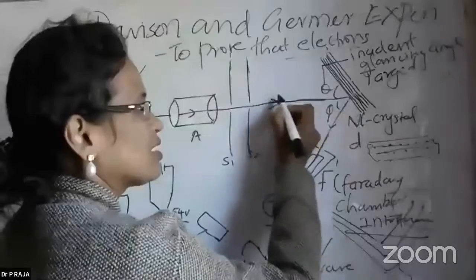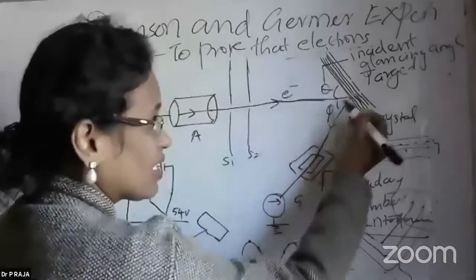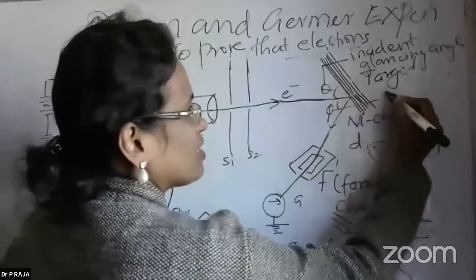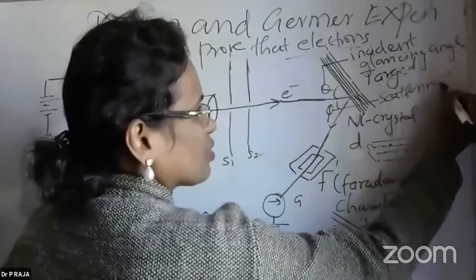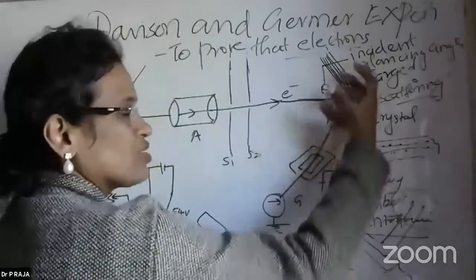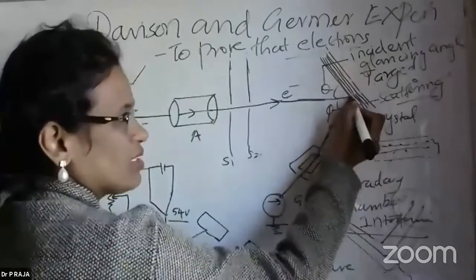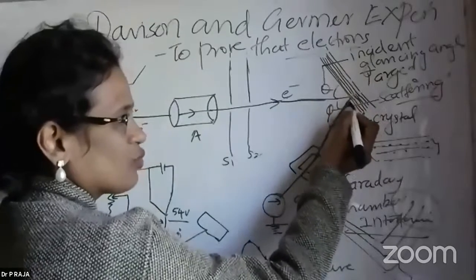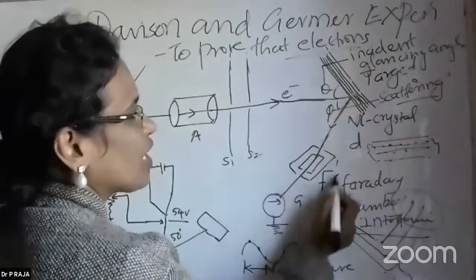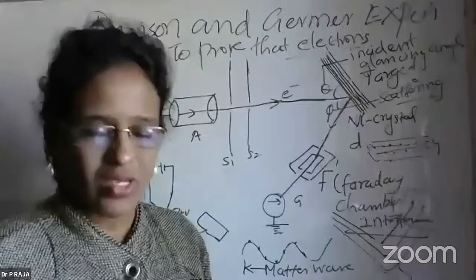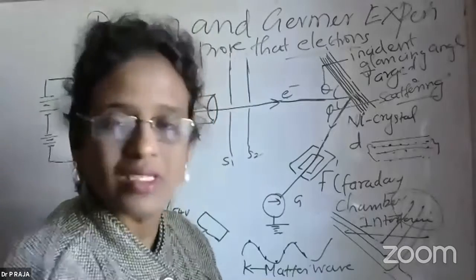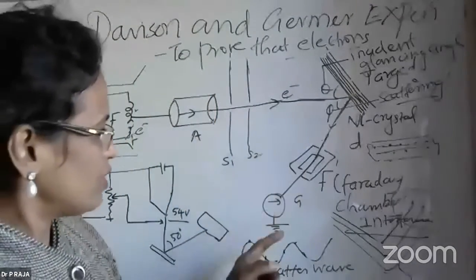And up to here the electron is moving as a particle, and after this scattering, this is the scattering angle, this is the incident angle. Phi is the scattering angle. At a suitable scattering angle phi, you will find the wave nature of electrons, scattering happens, and whatever electrons come out of this are collected in a Faraday chamber. So the Faraday chamber will collect all the intensity that is coming out. This intensity will be measured.